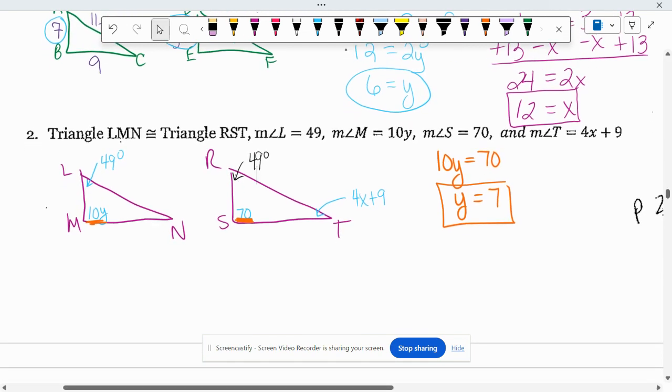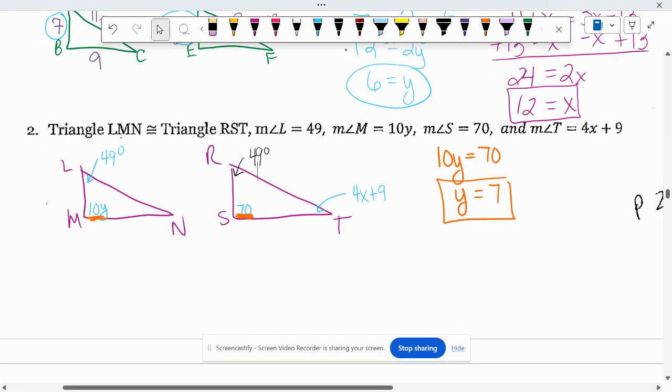So this is also 49 degrees. So think about the triangle sum theorem that says all 3 of these angles, because that's the only way that we can solve for x, all 3 of these angles have to add up to what? 180, yeah. So 49 plus 70 plus 4x plus 9 has to equal 180. Well, 49 and 70 is 119 plus 4x plus 9 equals 180.